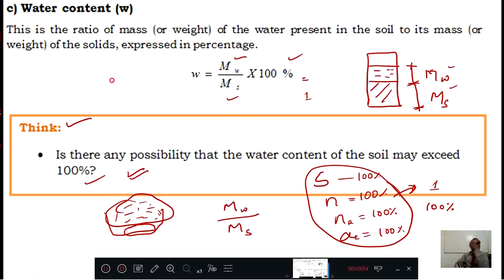And here, the water content is the mass of water by mass of solids. Even you can write this as weight of water by weight of solids also. This is correct in terms of weight, and the other is in terms of mass. Both are right.